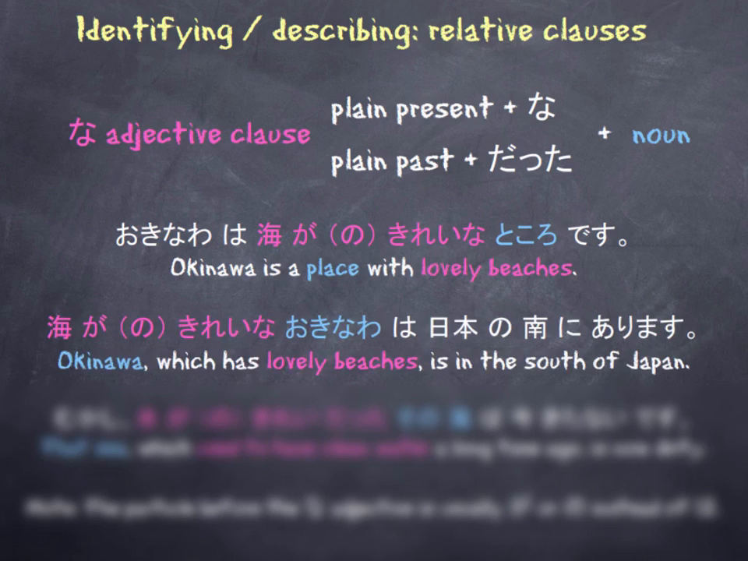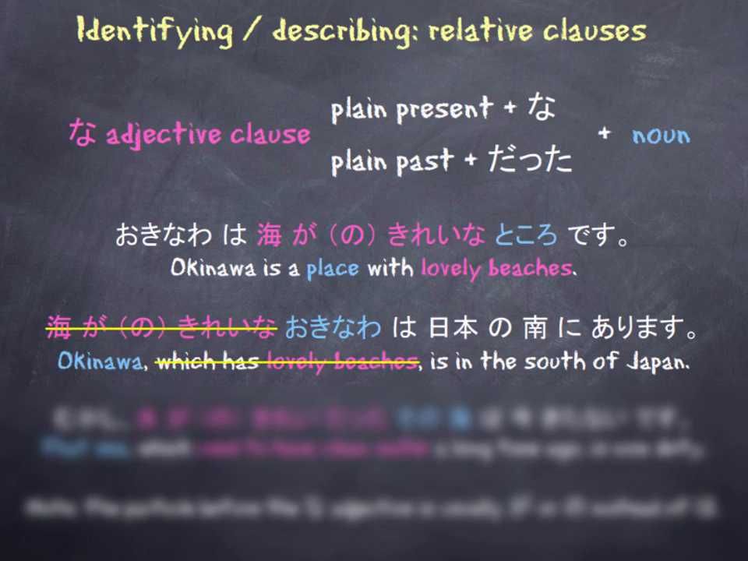In our next example, Okinawa, which has lovely beaches, is in the south of Japan. So we're adding further information again to describe Okinawa. Umi ga kirei na Okinawa wa Nihon no minami ni arimasu. So what we have here is our adjective clause at the start, umi ga kirei na, lovely beaches, followed by our noun, which is Okinawa. So we have here Okinawa, which has lovely beaches. And then at the end we have is in the south of Japan. Nihon no minami ni arimasu.